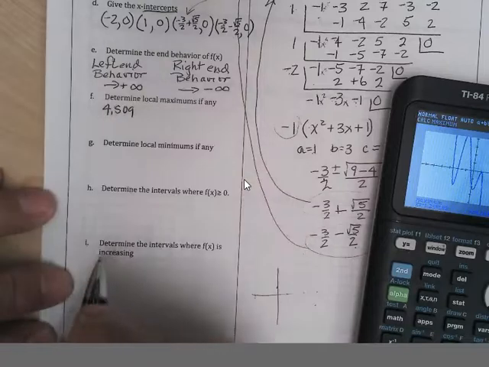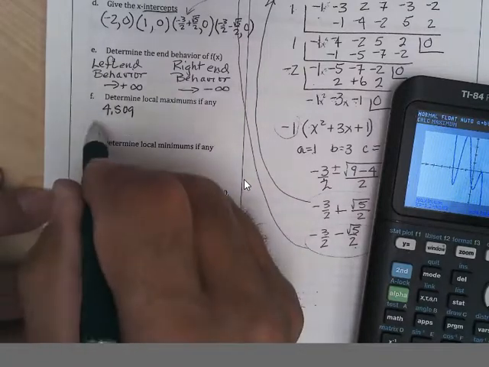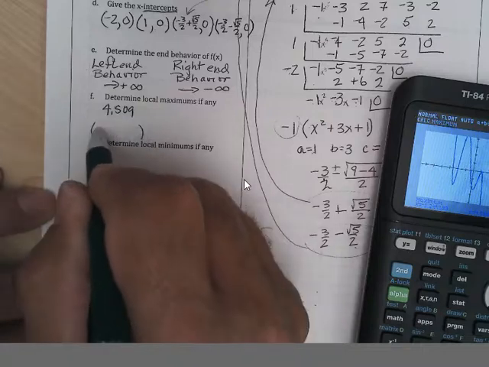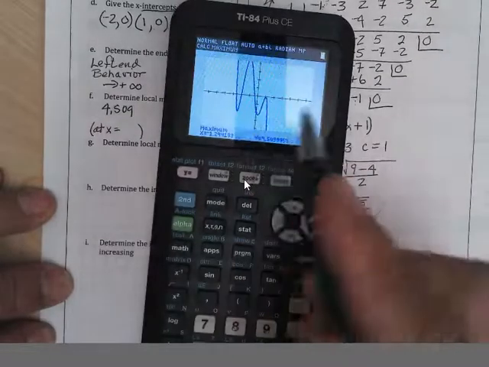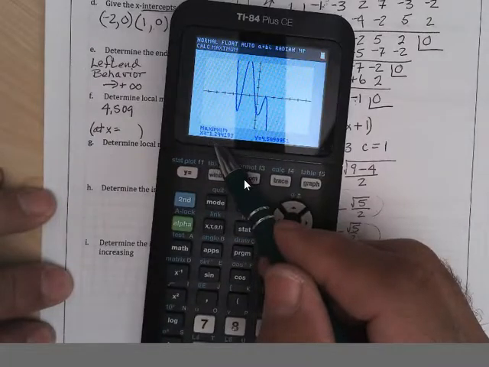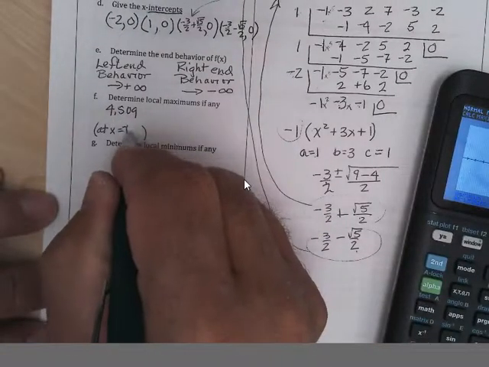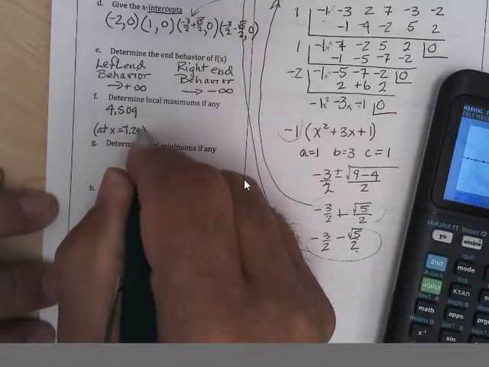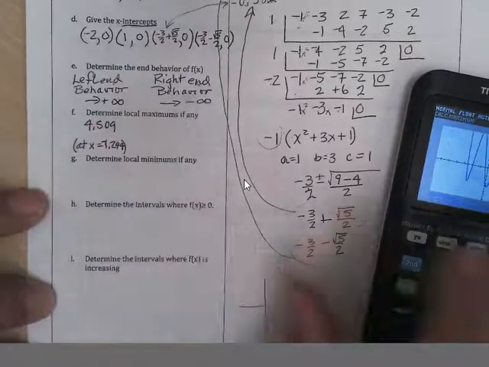That's a local maximum. Now, for further problems down here, it's good to know where it happened at. At x equal negative 1.244. Negative 1.244. That's where it happened, but the maximum is how high it was.